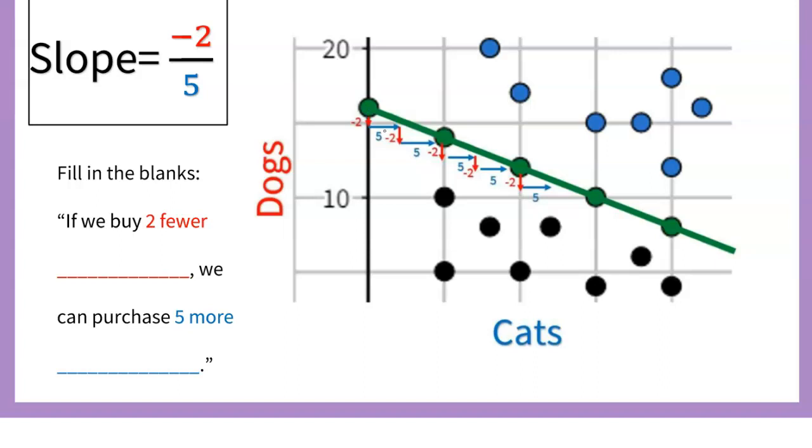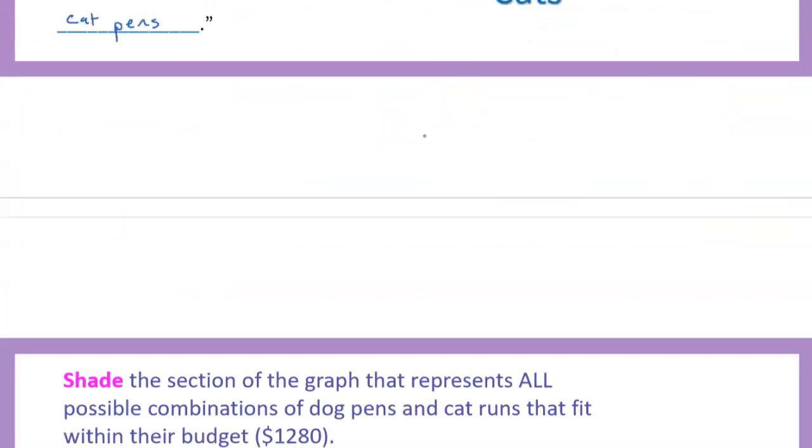Let's see what that means. We go down 2 over 5, down 2 over 5. So every time we give up two, these are dog pens, 2 fewer dog pens, or dog runs rather, sorry, we get 5 more cat pens. So if we reduce the number of dogs we're boarding, we can increase the number of cats we're boarding. Decrease the number of dogs by 2, increase the number of cats by 5. And every time we decrease by 2 dogs, we can increase by 5 cats. So that's what the slope means in terms of this context.